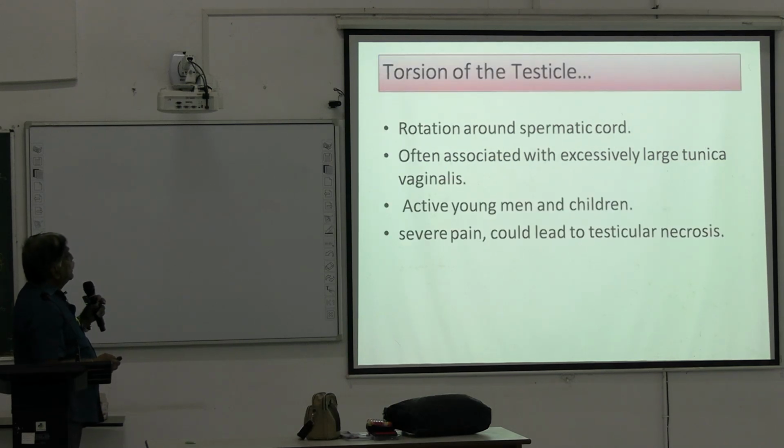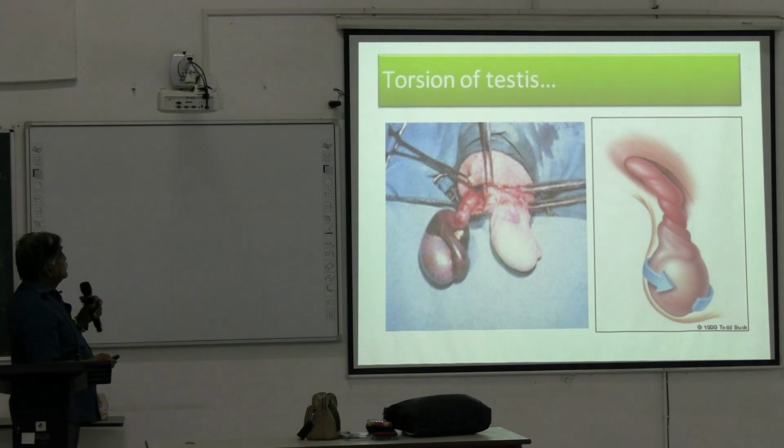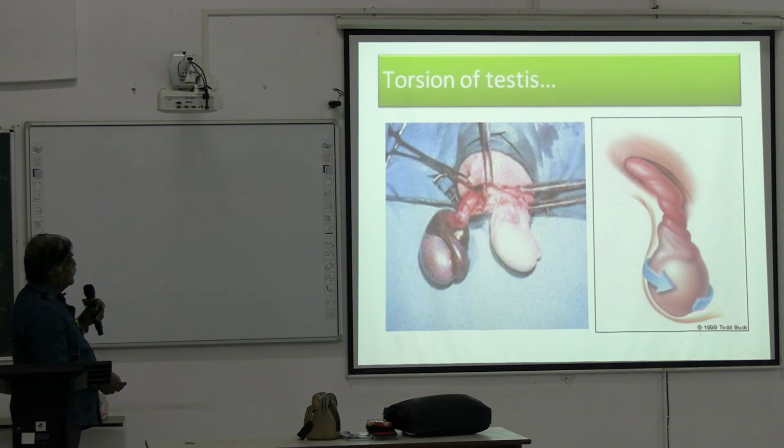Now, torsion of the testicle, rotation around the spermatic cord, often associated with an excessively large tunica vaginalis. Active young men and children, severe pain could lead to testicular necrosis. Now, torsion of the testes, you see the picture at operation, and this is the torsion.